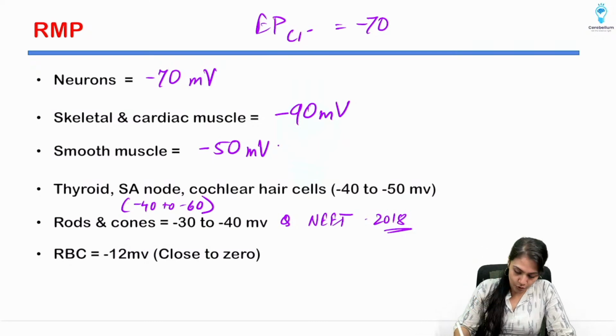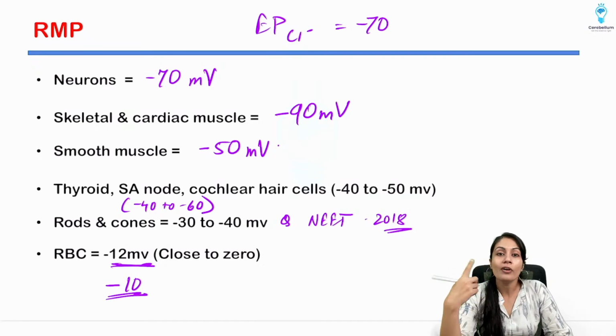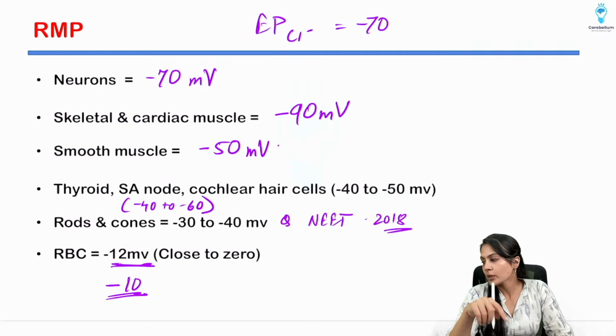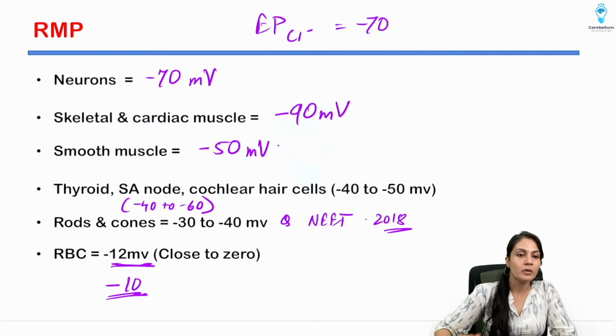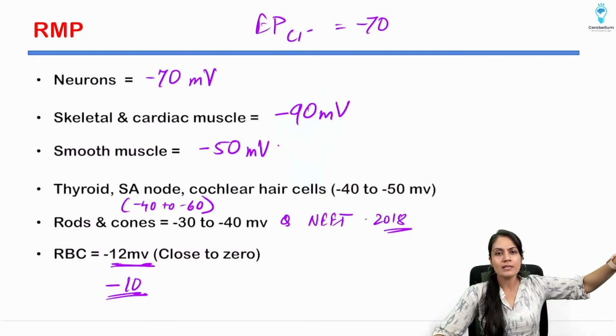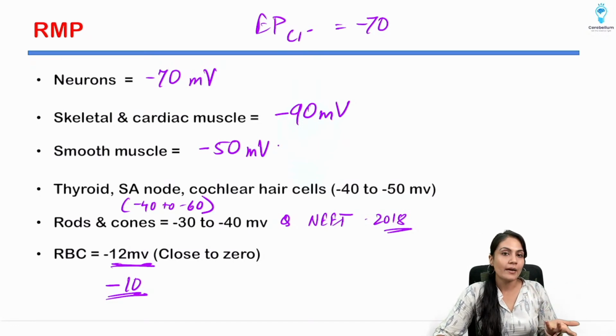The question was asked once in the DNB exam, and the option given over there was minus 10. Okay, so please remember, the least value of the RMP is of the RBC. They are resting all the time. So please remember, for all cells except the neurons, skeletal muscle, cardiac muscle and smooth muscle, you can remember it as around minus 50.